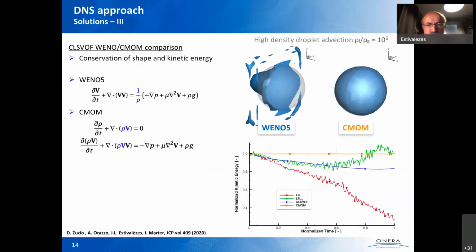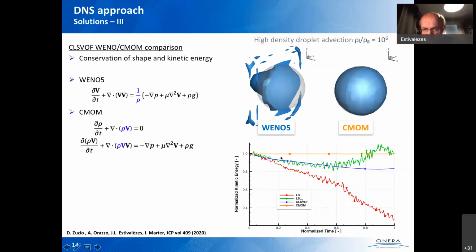Okay, so this is just a result. Here we transport, in this simple test case, high density droplets, which is 1 million times heavier than the quiet gas around it. So this droplet is convected at constant velocity. So this is the old method. This is the new one. So you can see that with this correction we have really an improvement.